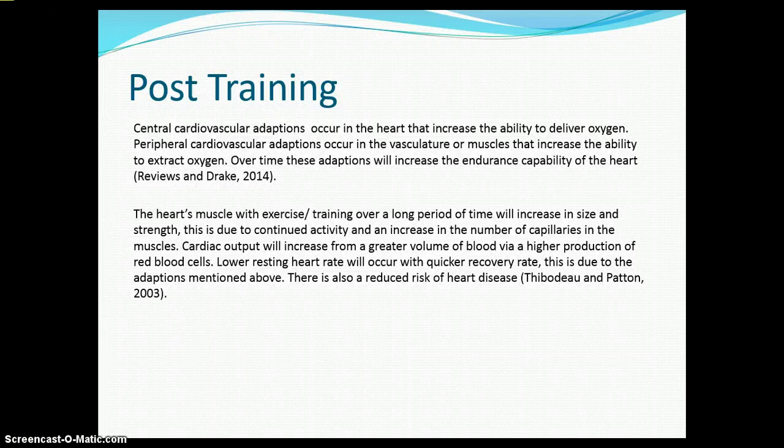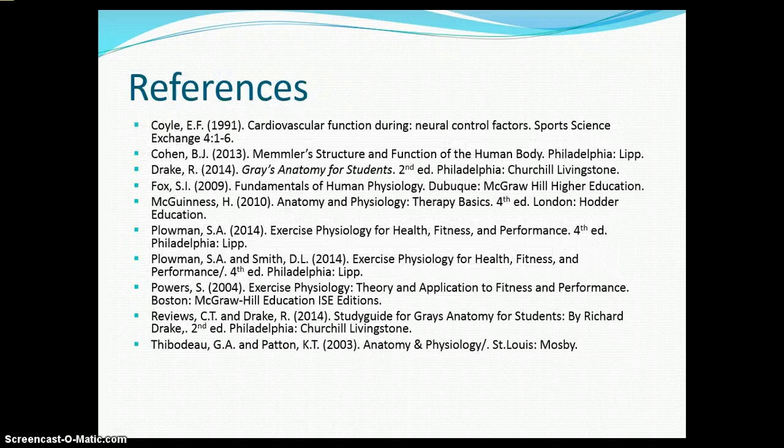The heart's muscle, with exercise and training over a long period of time, will increase in size and strength. This is due to continued activity and an increase in the number of capillaries in the muscle. Cardiac output will increase from a greater volume of blood via a higher production of red blood cells. Lower resting heart rates will occur with a quicker recovery rate. This is due to the adaptations mentioned above. There is also a reduced risk of heart disease.